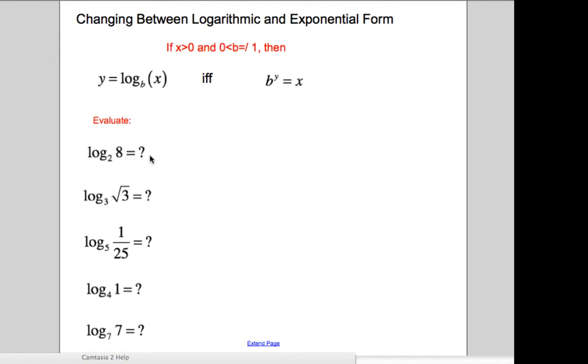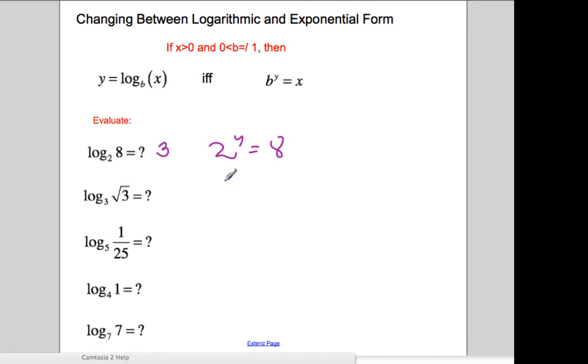So if it's asking you for log base 2 of 8, what it is asking is, what exponent do I put on 2 to equal 8? So 2 raised to what power is equal to 8? If you think about it a second, you would say 3.